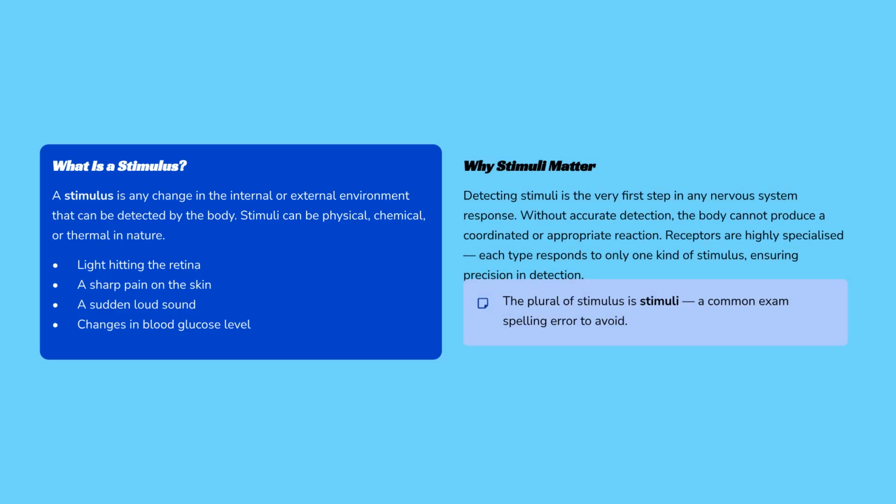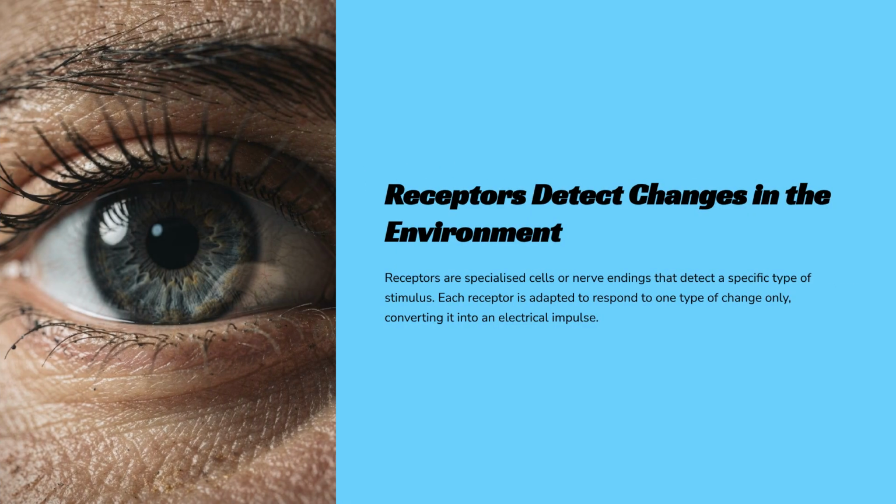A stimulus is any detectable change in the internal or external environment, such as light, pain, sound, or changes in blood glucose. Detecting stimuli is the crucial first step in any nervous system response. Receptors are specialized cells that detect a specific type of stimulus, converting it into an electrical impulse. This specialization ensures precision in the body's detection of environmental changes.